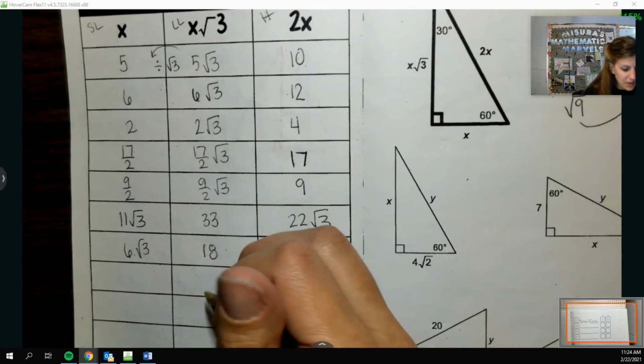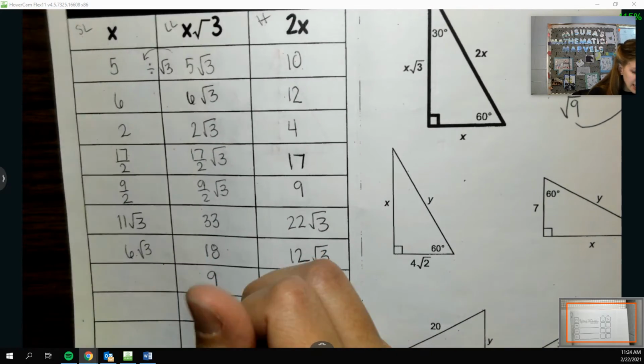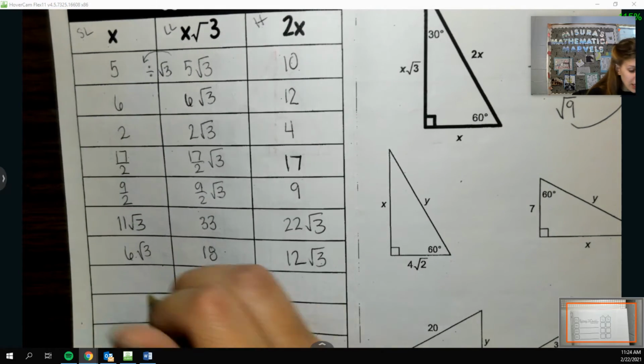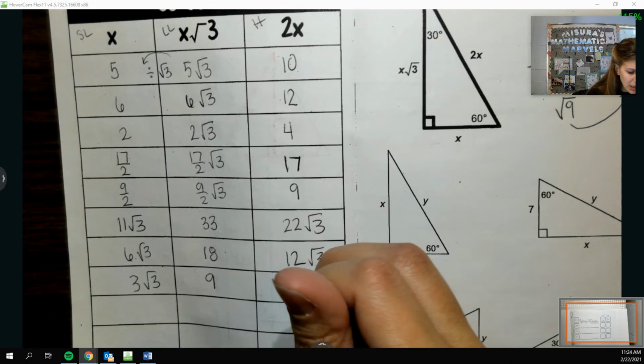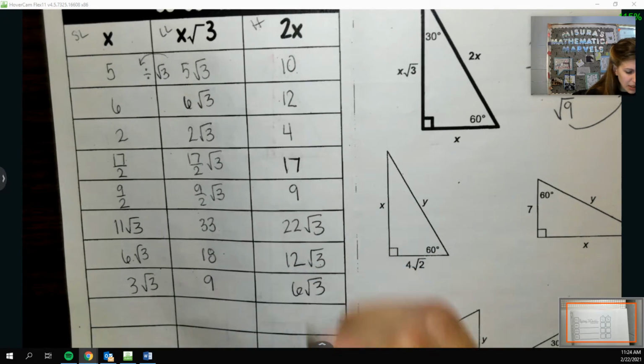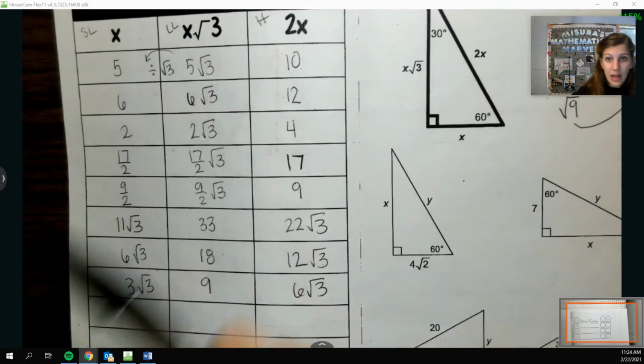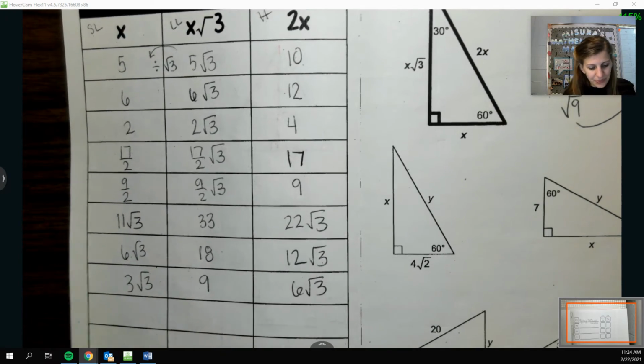So another example of that could be like, if this is 9, that's where the root 3 is supposed to be, and it's not. So this has got to be root 3, and 3 times 3 is 9. So 3 root 3. And then double it, so 6 root 3. So lots of fun ways that we can do that.